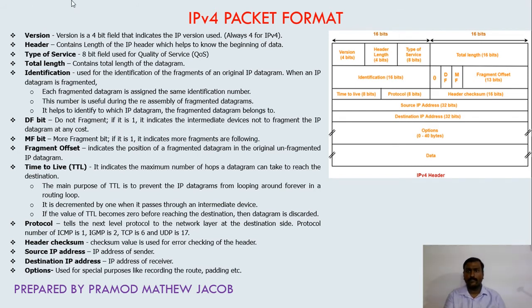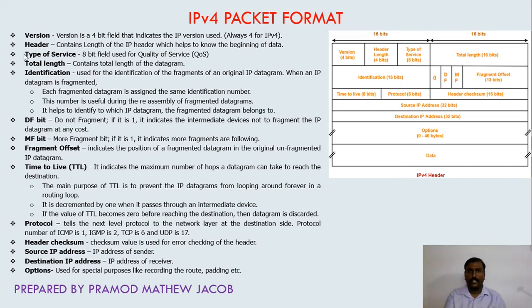Next is the type of service, which is of 8 bits. It is used for the quality of service, QoS. We will learn about QoS in the 5th module in detail. Next is total length, which contains the total length of the datagram that we are sending. And the next field is identification, which is used to identify the fragments of an original IP datagram.